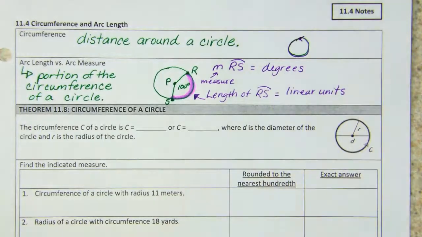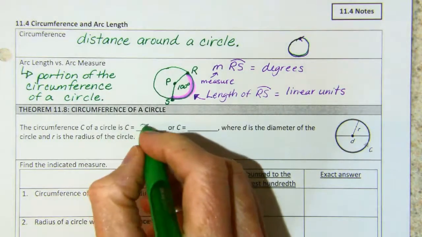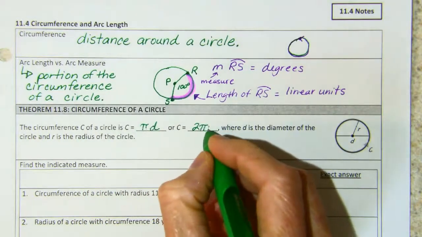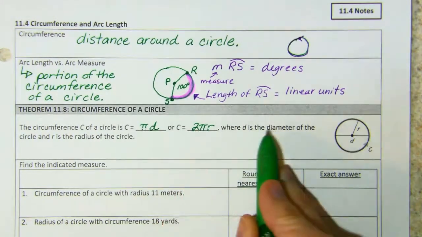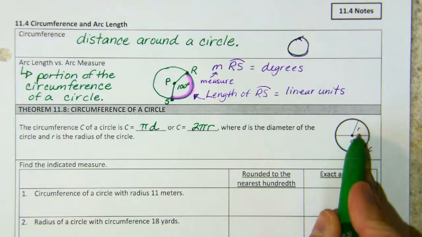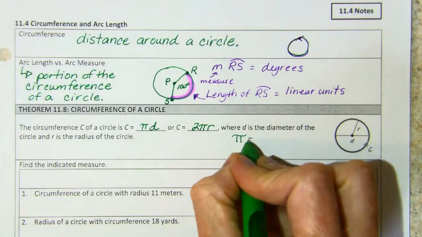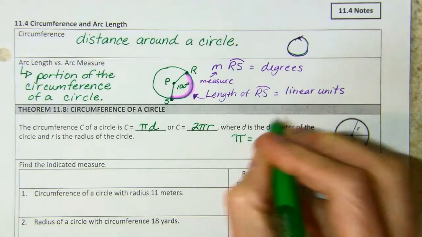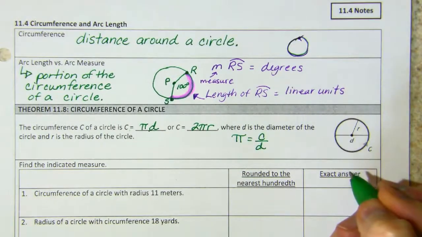So now, theorem 11.8 is simply the circumference of a circle. The circumference C of a circle is pi times the diameter, or 2 times pi times the radius, since 2 radii make up the diameter. D is the diameter and R is the radius. So if you've ever wondered where exactly pi comes from, we can see with this formula, if I divide both sides by D, I get circumference divided by diameter. That's actually where 3.14 comes from.